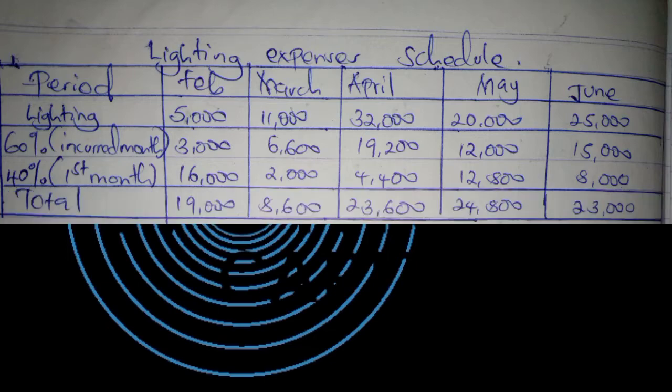Then, in order for us to get the total lighting expenses that were paid in each month, we shall add the 60% plus the 40%. So for Feb, we shall add 3,000 plus 16,000, we get 19,000. For March, we add 6,600 plus 2,000, we get 8,600. We do the same thing for all the months and we get the totals. And those are the figures that we shall put in our cash budget.